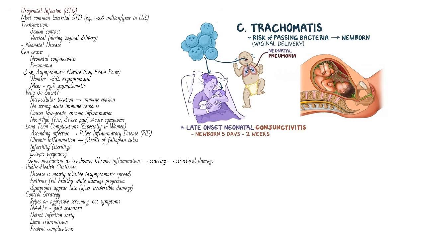From a public health standpoint, how do you stop an epidemic that is mostly invisible? You have millions of young, healthy-feeling people carrying an organism that is slowly causing irreversible reproductive damage. The answer relies almost entirely on aggressive, widespread screening programs, because if you wait for symptoms to prompt testing, the structural damage is often already done. NAAT testing is really the only weapon against asymptomatic spread.